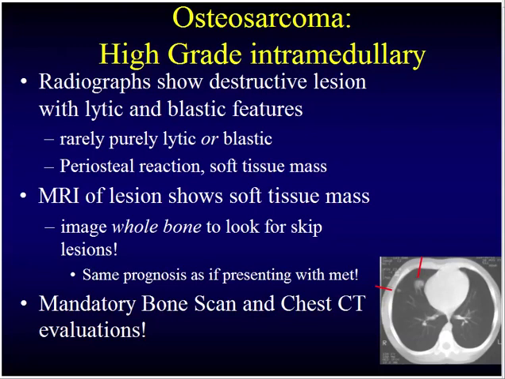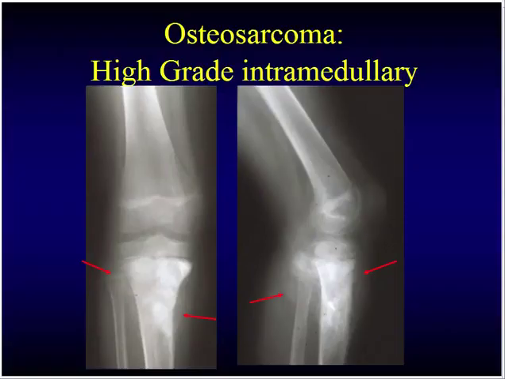Radiographically, you get a destructive lesion, which is lytic and blastic. Sometimes it's purely one or the other. Almost always there's a periosteal reaction and a soft tissue mass. I'll go back a slide. Notice this Codman's triangle that's formed here, this periosteal reaction.